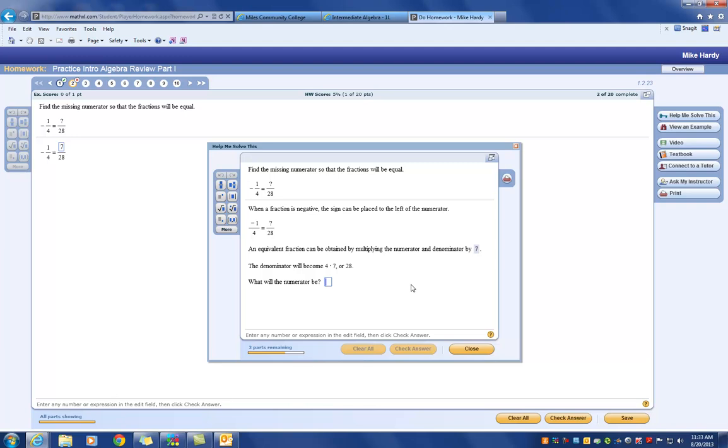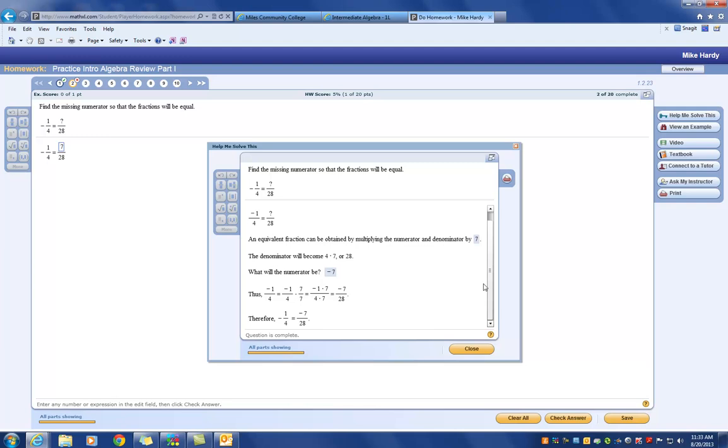Okay? So, we multiply both sides by 7, that's what we get. So the denominator will become 4 times 7 or 28. What will the numerator be? What will be 7 times negative 1? And that's where my negative 7 comes from. Okay, let's check answer. It's awesome. And thus we're completed. Okay, and so that's what help me solve this will do, will go through and it will do problems, but it will give you a little bit of extra work on them.